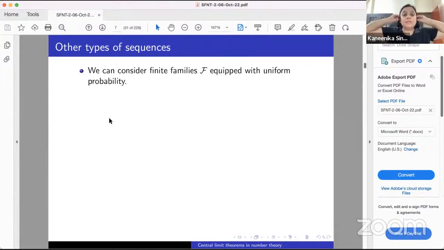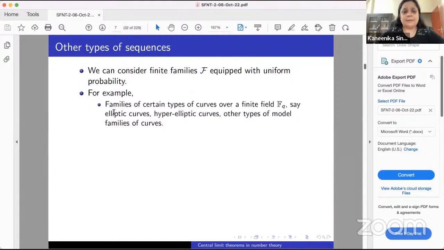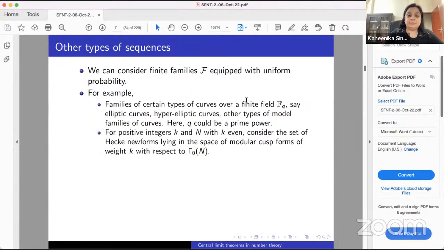What we do is consider finite families, depending on the kind of things that we like to work with. Suppose we have some finite families which we equip with the uniform probability. For example, you could take families of certain types of curves over a fixed finite field, let's call it F sub q. Your curves could be elliptic curves or hyperelliptic curves or other types of model families of curves. I will give you some examples soon. And q is a prime power here, since we are talking about finite fields F sub q.